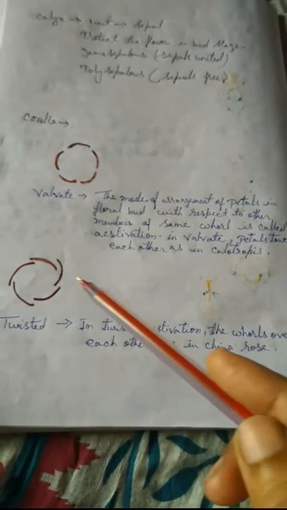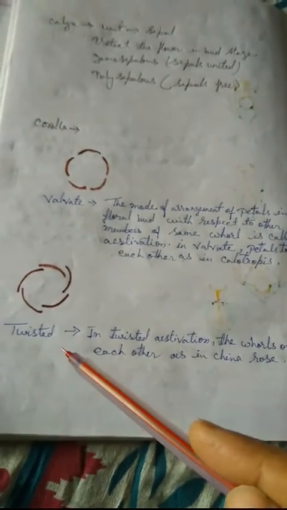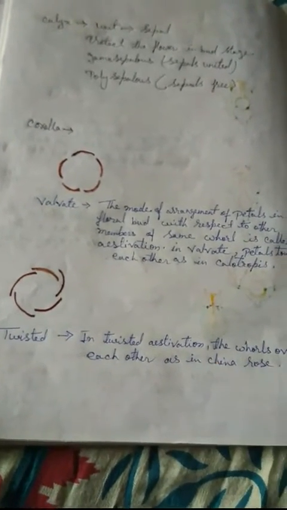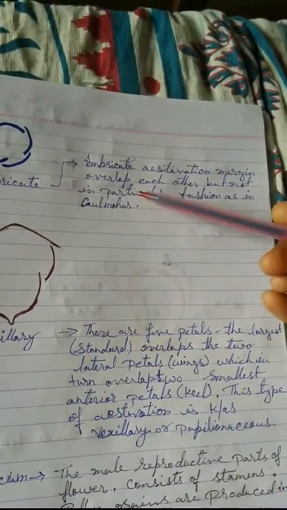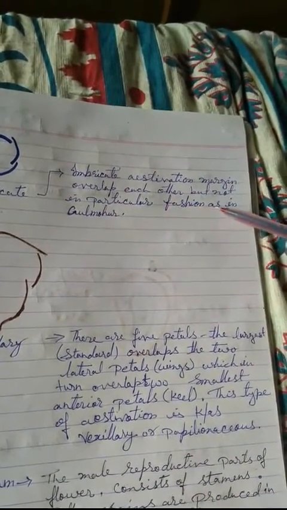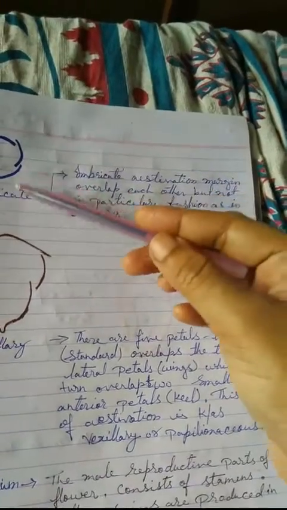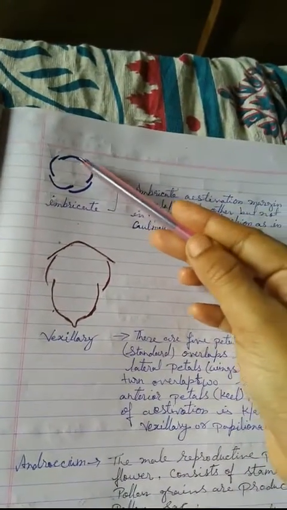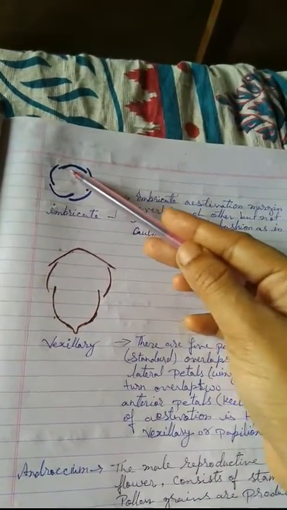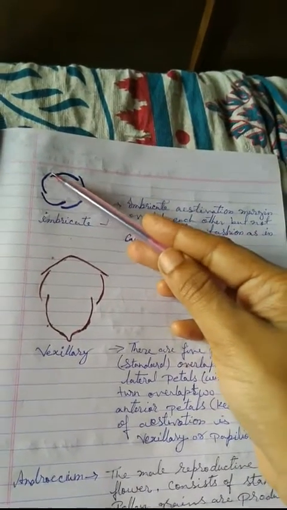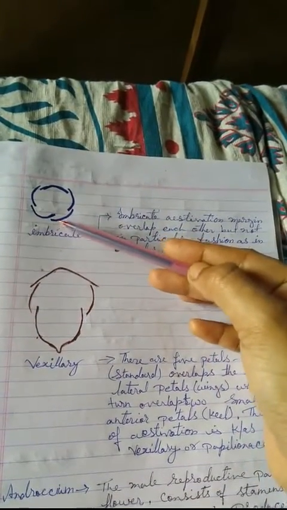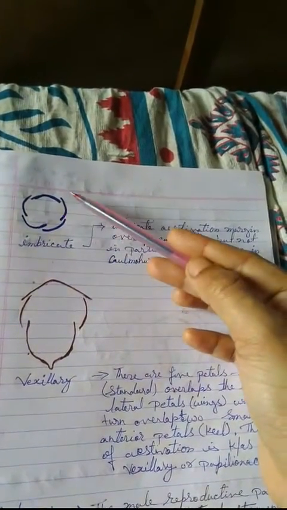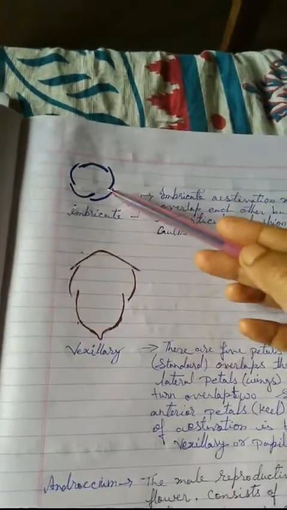What is this doing to each other? Overlapping. It is twisted form. For example, China rose. Imbricate: in imbricate aestivation, margins overlap each other but not in a particular direction, as in gulmohar. One petal is completely inside, then inside, outside, and inside, outside, inside, then completely outside. It is called imbricate.